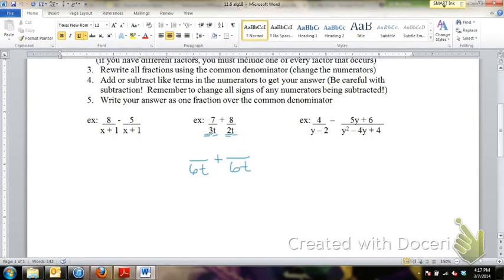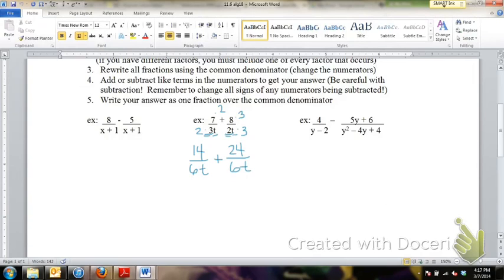Now, 3t, I had to multiply by 2 to get 6t, so whatever I did to the bottom, I do to the top. 7 times 2 is 14. Do not forget to change your numerators. What did I do to the 2t to get 6t? I multiplied by 3, so do the same to the top. 8 times 3 is 24.